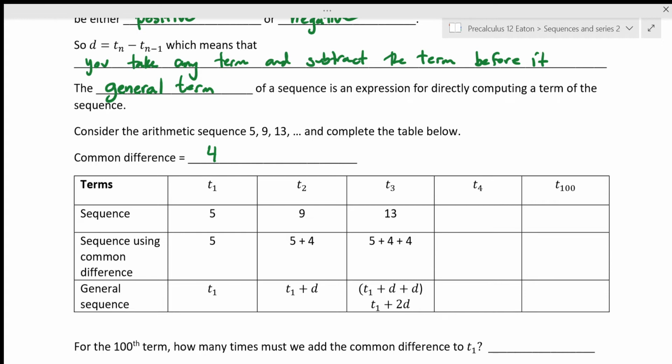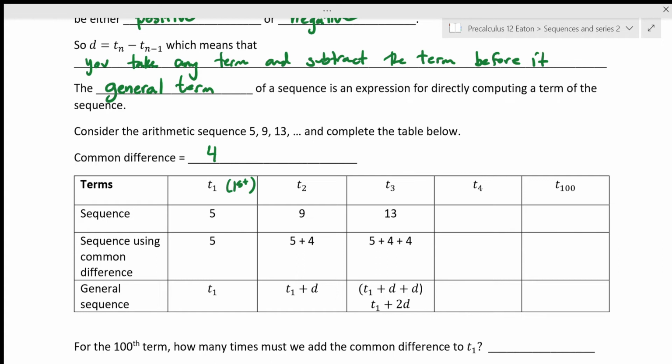So let's take a look at what the terms of the sequence would be. So our first term we're going to call T1. We call it T1 because it is the first term. T2 is the second term, T3 is the third term, T4 is the fourth term, T100 would be the 100th term. And we're going to call Tn the nth term. So it's the term that comes in the nth position.